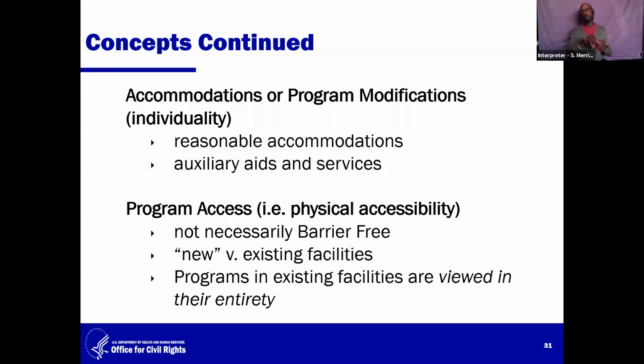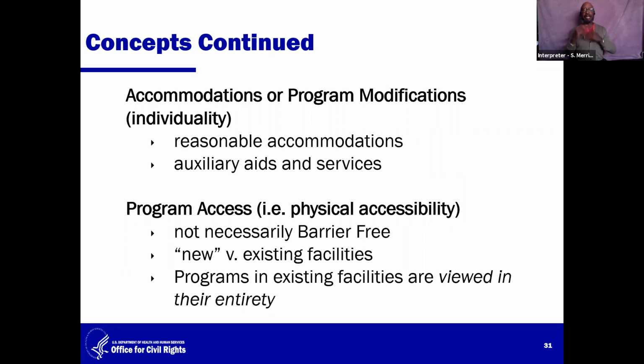So it also requires accommodations or program modifications. These include reasonable accommodations and auxiliary aids and services. We'll talk a lot more about auxiliary aids and services and the need to provide effective communication. It also requires physical accessibility and program access.